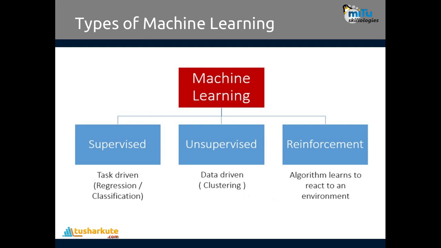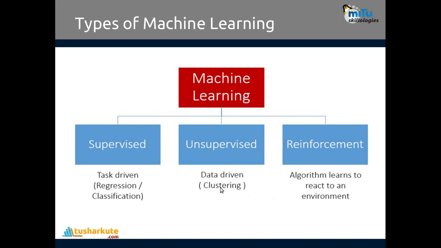Now there are three types of machine learning techniques. The first is supervised learning, second is unsupervised learning, third is reinforcement learning. Supervised and unsupervised are the main techniques which we use here. Supervised technique is called a task driven technique, having a prediction model. Unsupervised is data driven, having a descriptive model. What's the difference? Whatever prediction we have done, all these predictions are done by supervised learning techniques. Under supervised, we have two techniques, regression and classification.